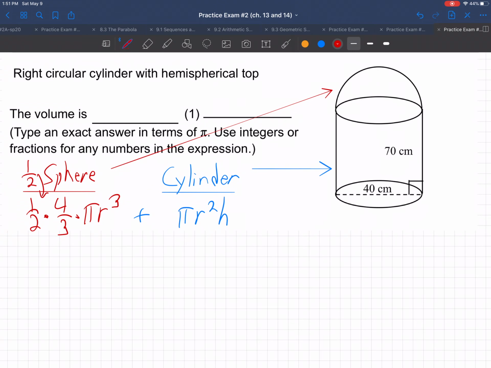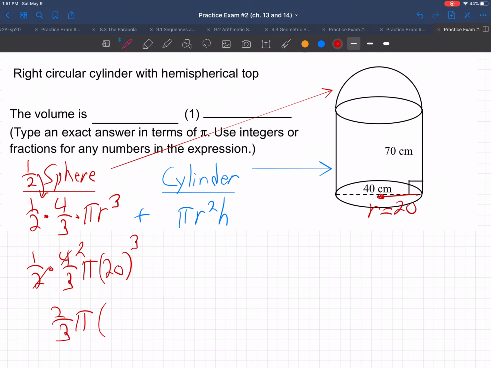So let's start over here. So a half times 4/3 pi. And what's the radius? The radius is from the middle to the edge, so the radius must be 20. Because 40 is all the way across, radius being from the middle to the edge of a circle, must be 20 cubed. 2 goes into 4 2 times, so this is 2/3 pi.